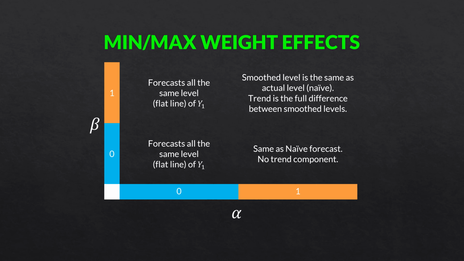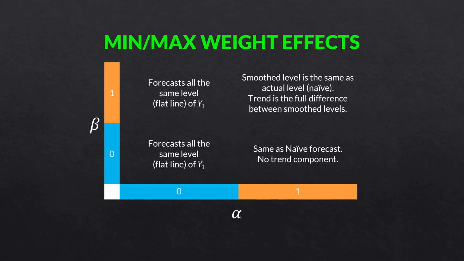Now when alpha equals 1 and beta equals 0, that's the same as the naive forecast. There is no trend component to add because we've zeroed it out. So all of the weight goes on the prior period value that gets moved down into the forecast position, and therefore we have the naive forecast when alpha equals 1 and beta equals 0.